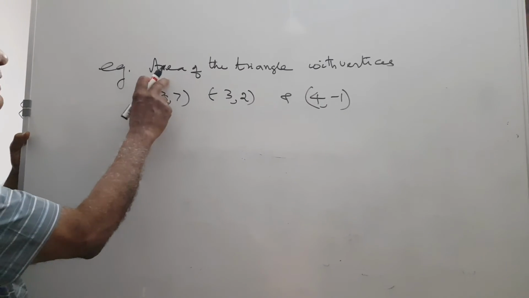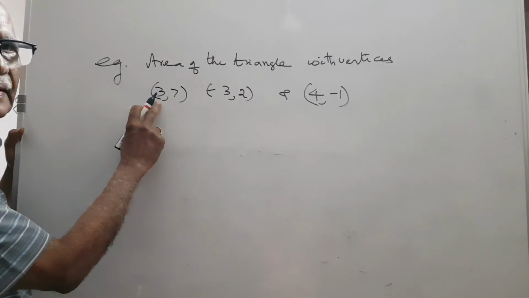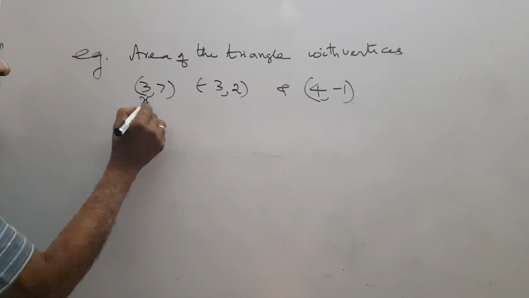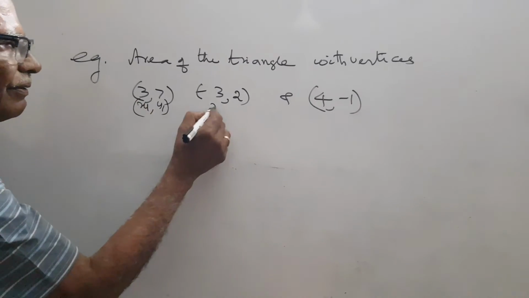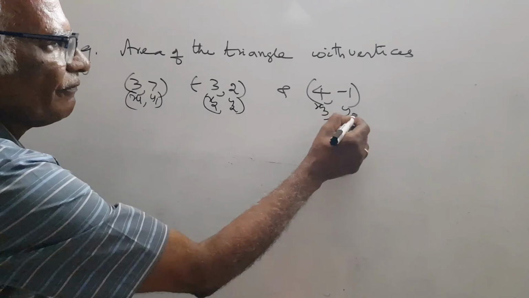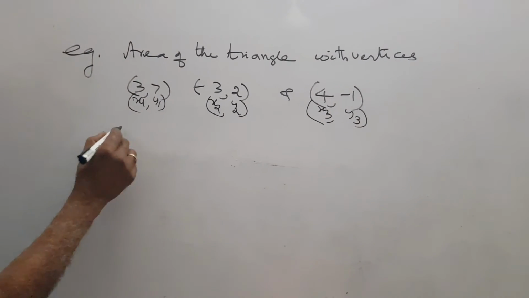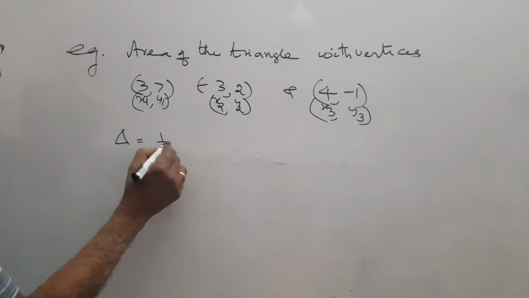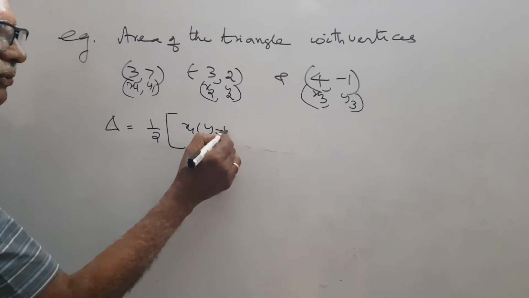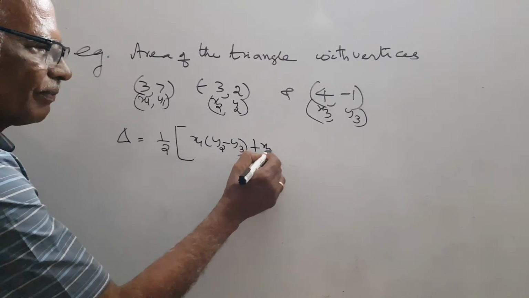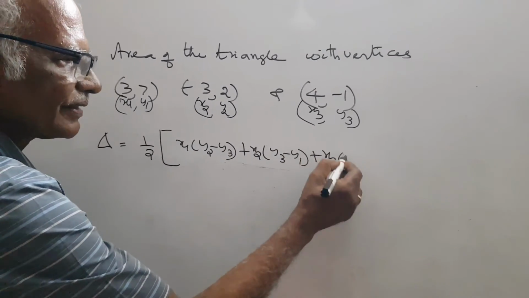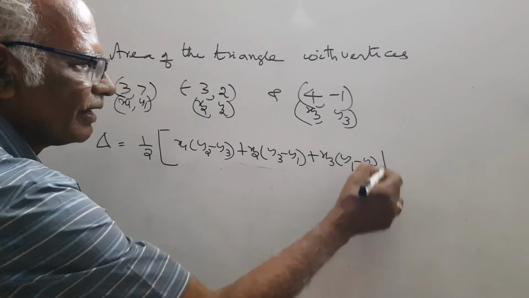Now we consider the area of the triangle with the vertices (3, 7), (-3, 2), and (4, -1). So we have x1, y1, x2, y2, x3, y3. We go for the formula. Delta is half x1 into y2 minus y3 plus x2 into y3 minus y1 plus x3 into y1 minus y2.